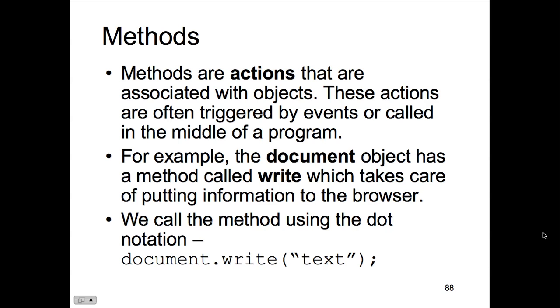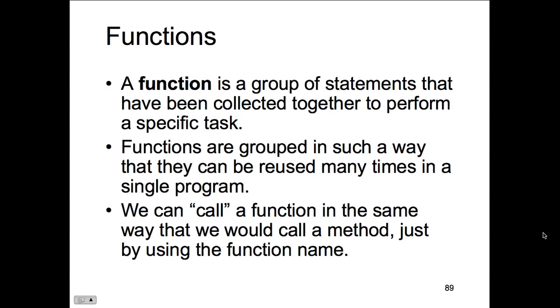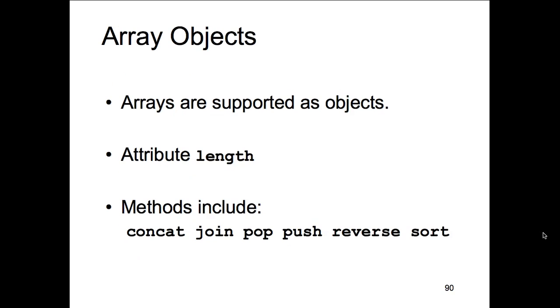So we've seen this before with the dot notation. Functions are methods. Methods are functions. A function is a group of statements that have been collected together to perform a specific task. They're grouped in such a way that they can be reused many times in a single program. We call the function in the same way as we call a method, just by using the function name.